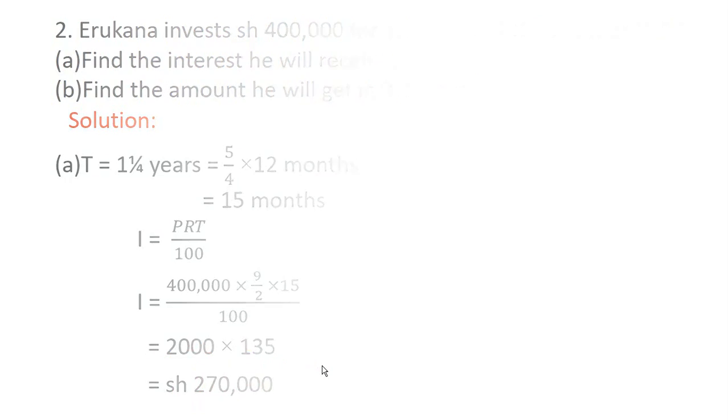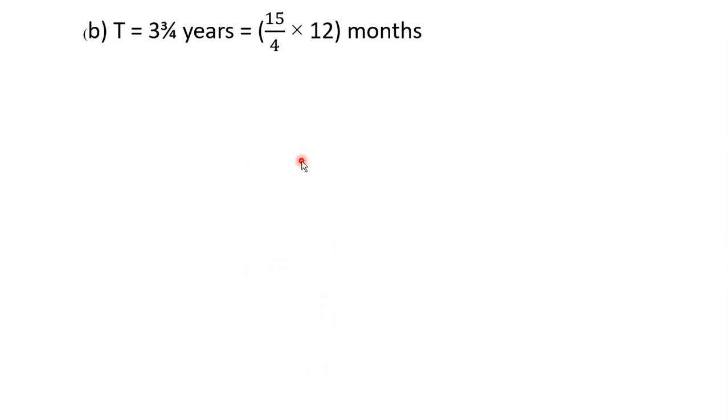Let's look at the second part, that is part B. Now in part B, we need first of all get also the time. Remember, the time has changed. So we have to get the new time there. That is, we have 3.75. When we change this, this is the same as 4 times 3 plus 3, that is 15, divided by 4. So that's going to be 15/4 times the 12. Then we get 45 months. So that means that the time is going to be 45 months.